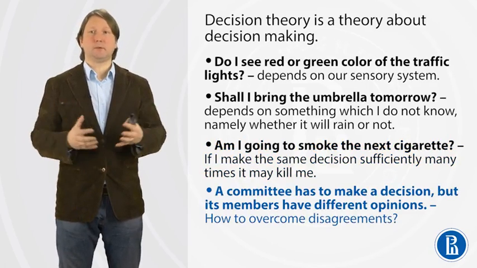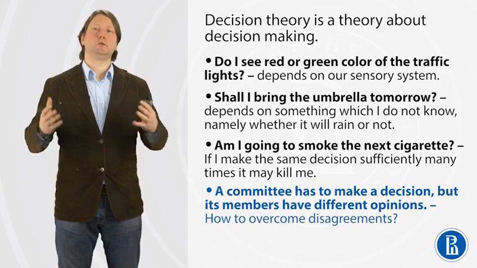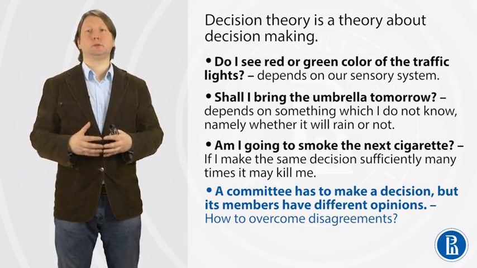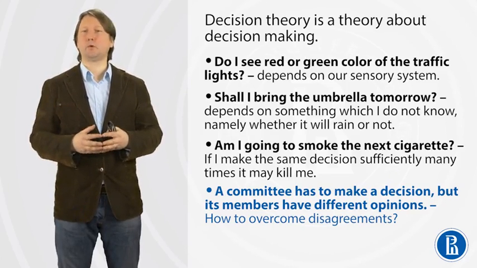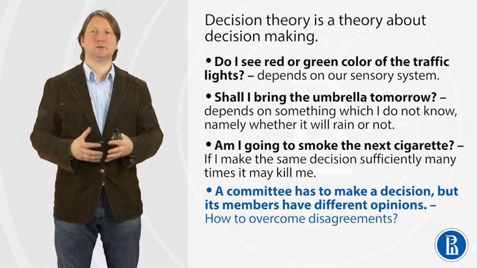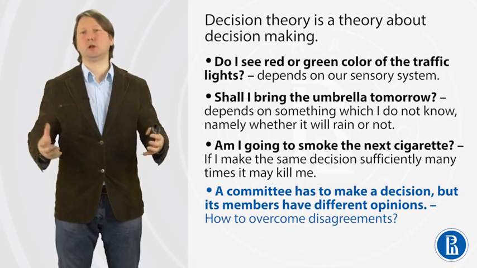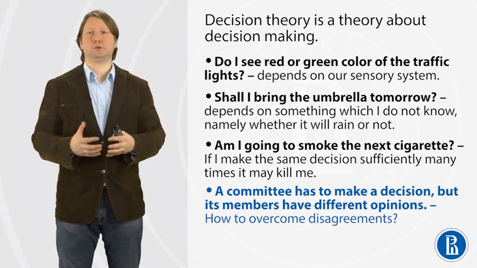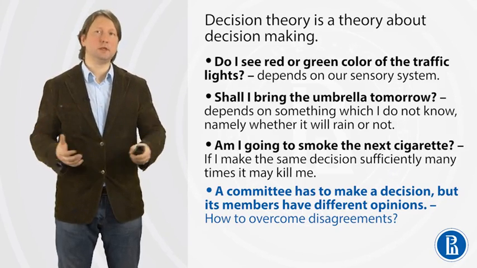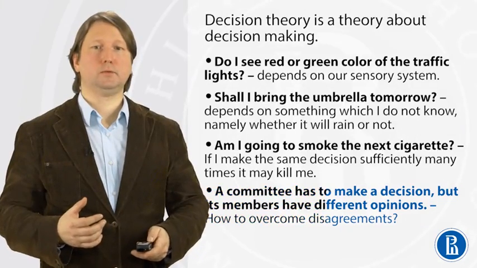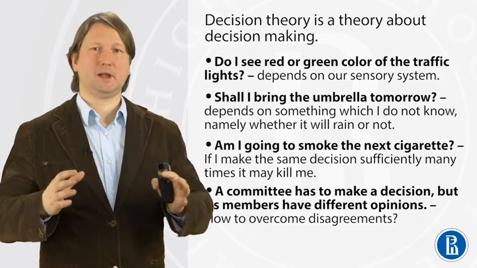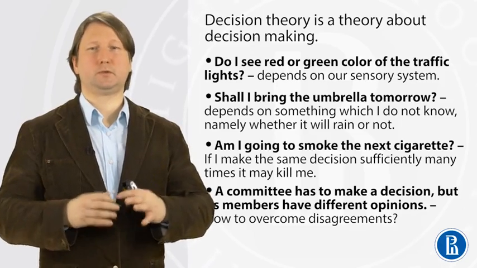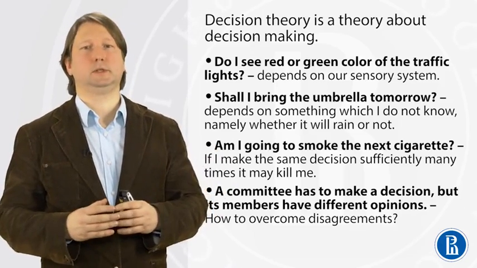In a committee, we can make a joint decision. So that would be a group decision, a decision made together. Sometimes we have to overcome some disagreements. So these decisions are made in social context. We interact with each other. We take into account opinions of each other. So, of course, decision-making theory should address all of these possible decisions.